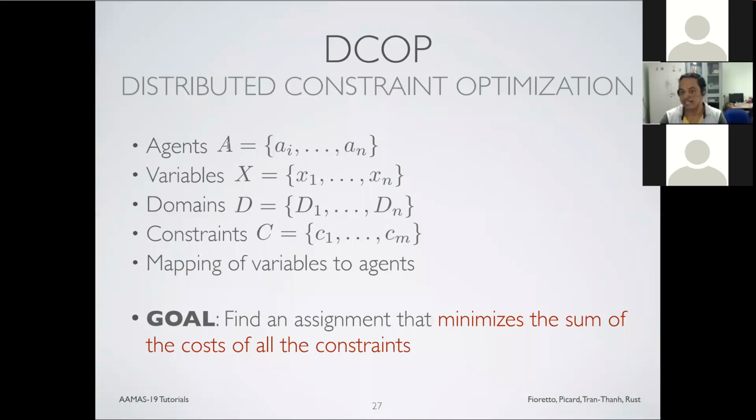Because each agent is choosing its own value. Each agent is choosing its own value. A1 is choosing for x1, A2 is choosing for x2, A3 is choosing for x3, A4 is choosing for x4. So for each choice, there is a cost associated with it. We have to find the assignment that minimizes the sum of the cost of our constraints.